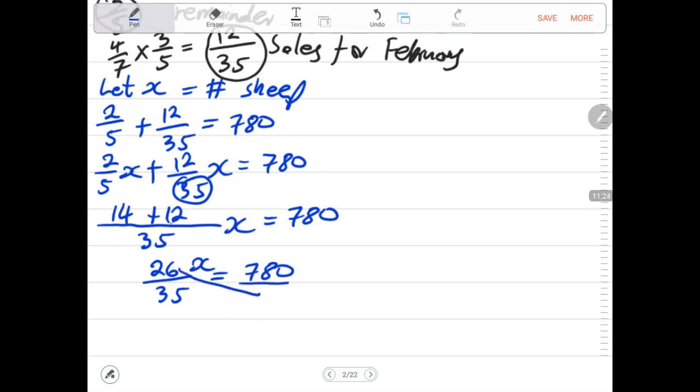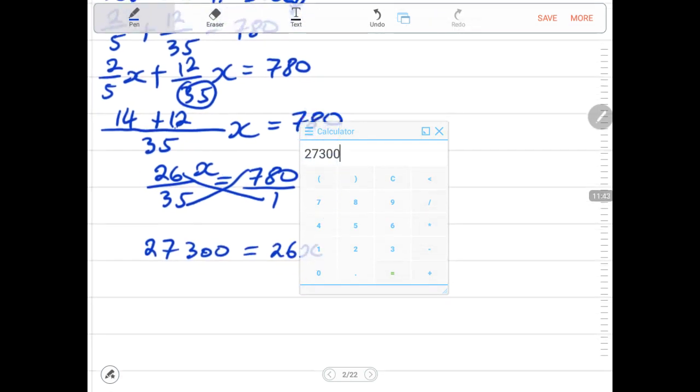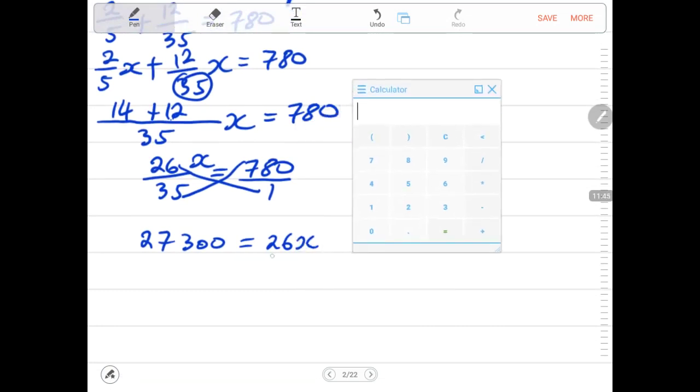This will multiply that 1, and this will multiply the 35. So now, in other words, we say 35 multiplied by 780 gives us 27,300 equals 26x. We are looking for x, not 26x, so we divide by 26. Whatever we do on the right hand side, we also do on the left hand side. X, indicating the number of sheep, will be 27,300 divided by 26.